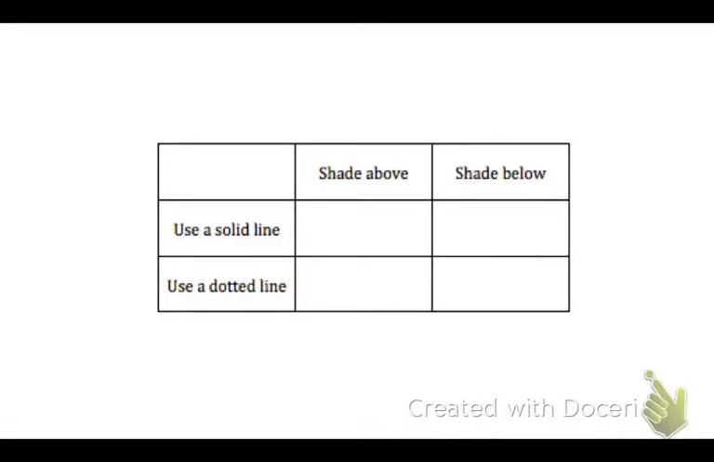You'll remember the shortcuts. Using a solid line and shaded above is greater than or equal to. Using a solid line but shaded below is less than or equal to. Using a dotted line but shading above is greater than. And using a dotted line but shading below is less than.